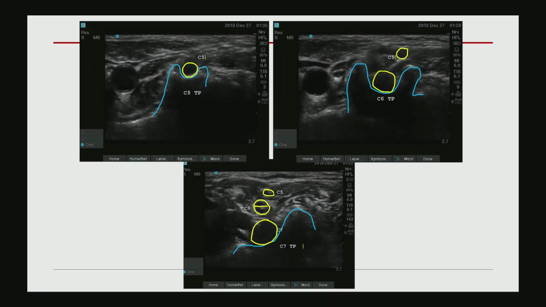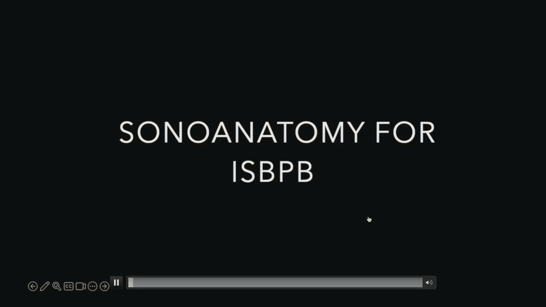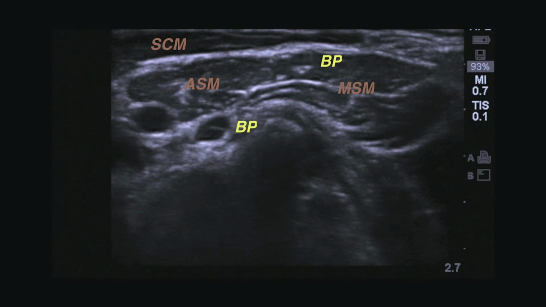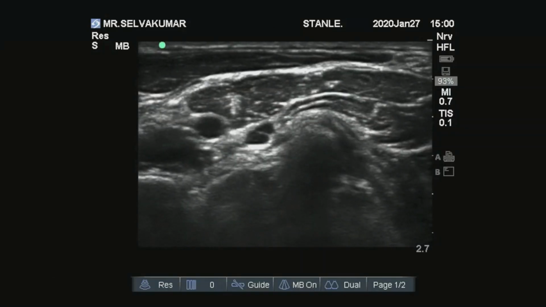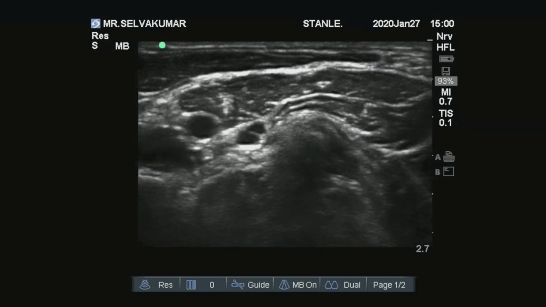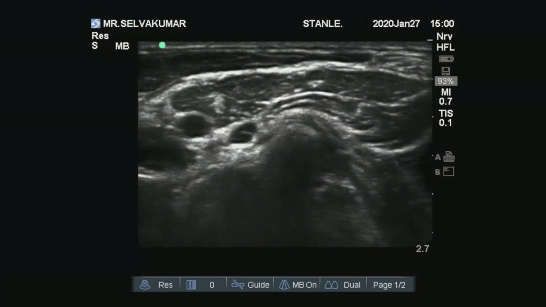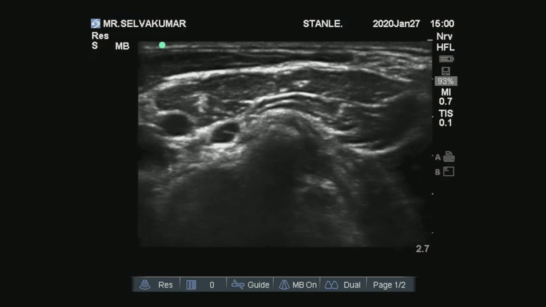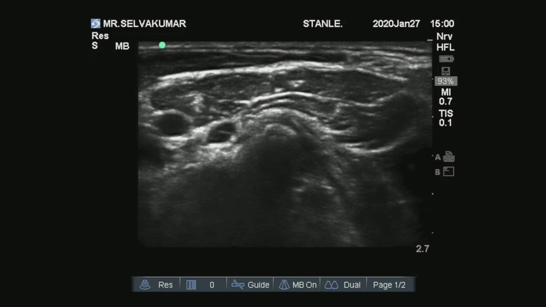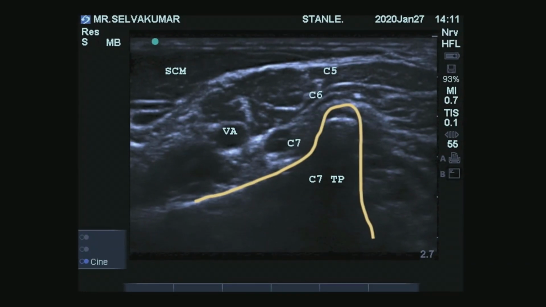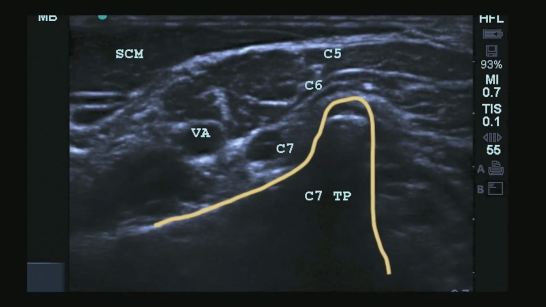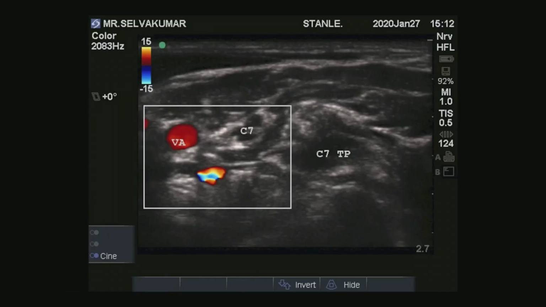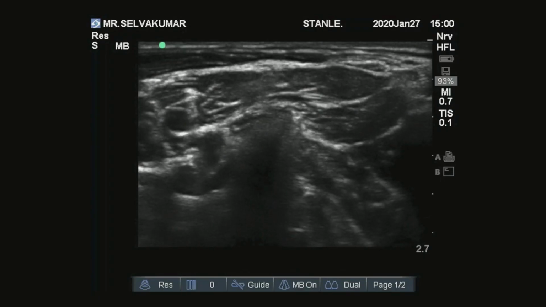So we'll start by identifying the C7 and then scan above. So we'll start from where we left. So as you can see here, we see a posterior tubercle and a nerve root. So this is probably the C7 nerve root because the transverse process has a posterior tubercle, and the anterior tubercle is either absent or rudimentary, as you can see here. And another very important thing is it is in close relationship to the vertebral artery. Accidental injection will result in seizures.